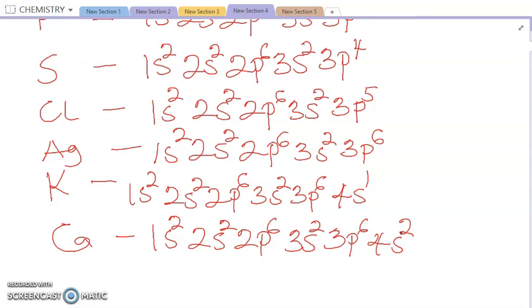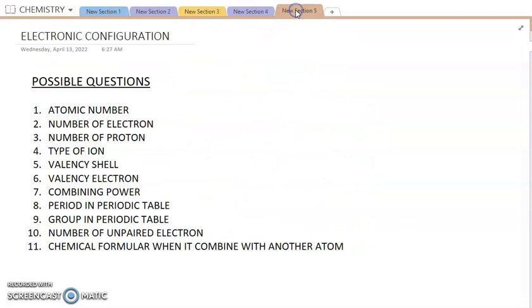I'll also drop an assignment for you. Try and write the electronic configuration of elements number 21 to 30. Now, what do we need to know from this? Given the electronic configuration, the examiner can ask you the following questions.